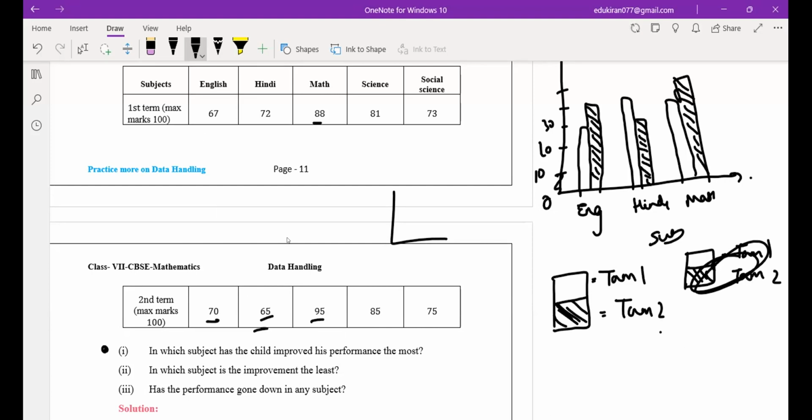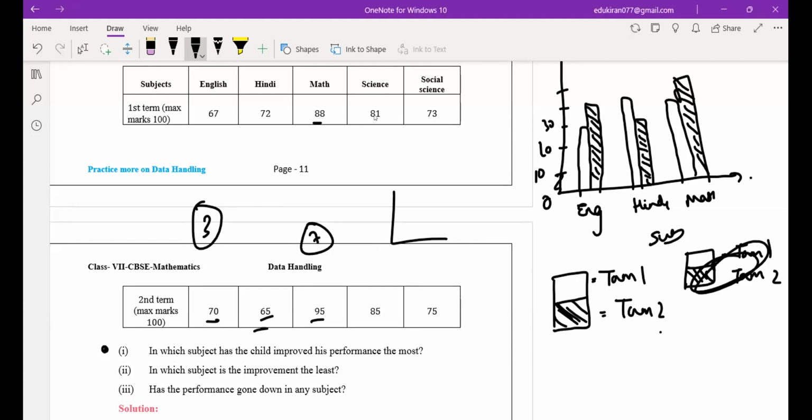So what are you going to do? Just by looking at the bar graph, you will get to know that he has improved. But in case you don't have the bar graph, you can subtract. From 67 to 70: 67, 68, 69, 70. So he has improved 3 marks here. In Hindi, it was 72, and now it is 65. So not that good, it has come down. 88 to 95: 88, 89, 90, so 7 marks.